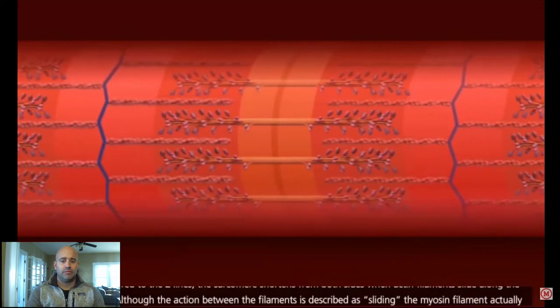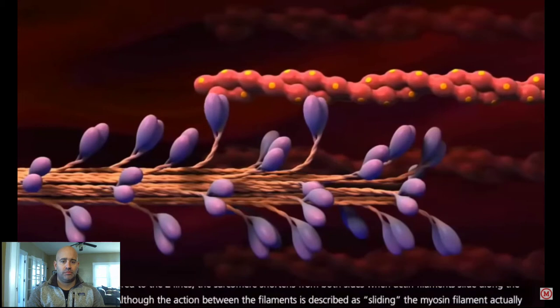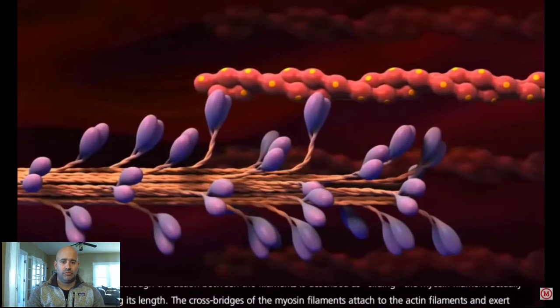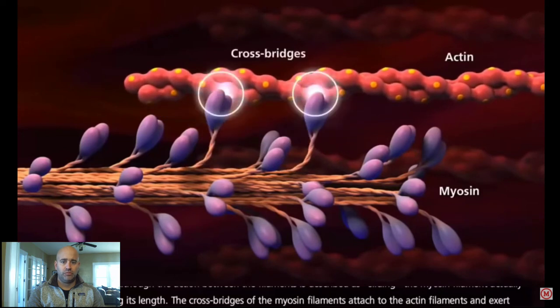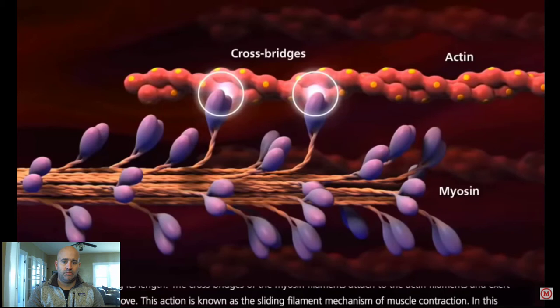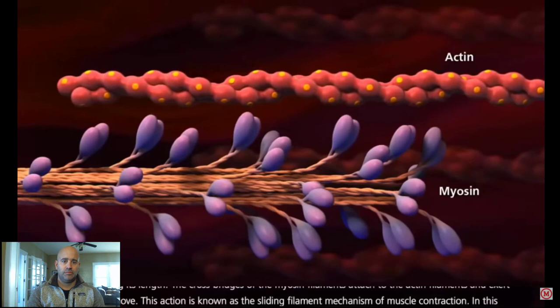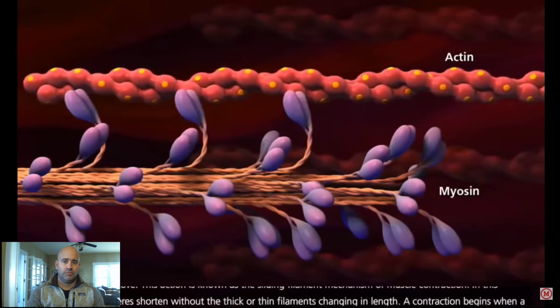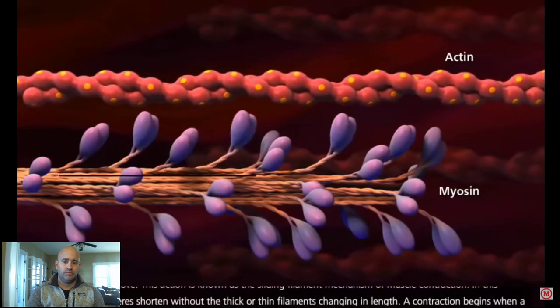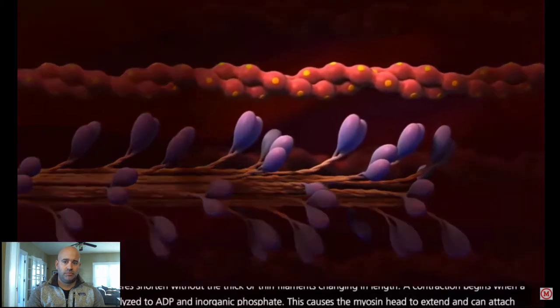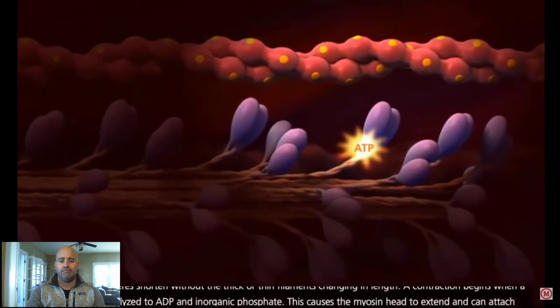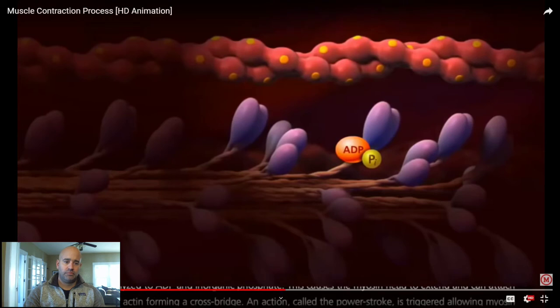Along the myosin filaments. Although the action between the filaments is described as sliding, the myosin filament actually pulls the actin along its length. The cross bridges of the myosin filaments attach to the actin filaments and exert force on them to move. This action is known as the sliding filament mechanism of muscle contraction. In this model, the sarcomeres shorten without the thick or thin filaments changing in length. A contraction begins when a bound ATP is hydrolyzed to ADP and inorganic phosphate.